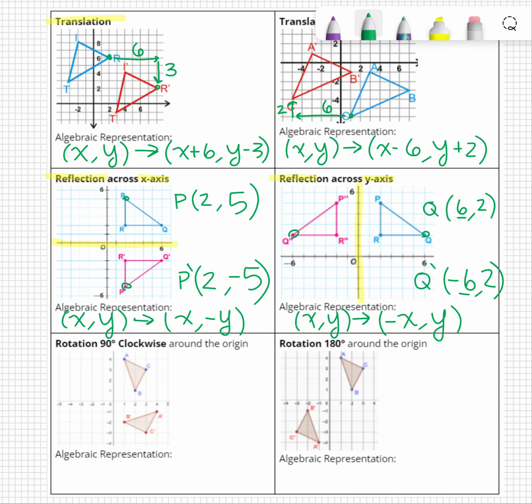The last type of transformation that you might see is a rotation. And whenever you rotate a certain number of degrees, in this case 90 degrees, and a certain direction, in this case clockwise, that means each point, like point A for example, is going to rotate around 90 degrees, a quarter circle, and end up right there.